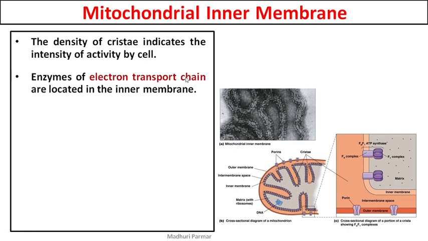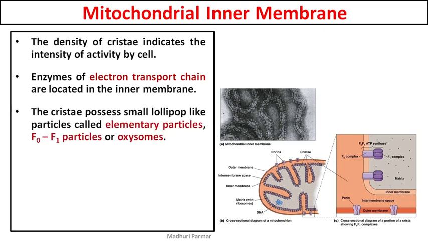Enzymes of the electron transport chain are located in the inner membrane. So if this is the inner membrane which has these infoldings, the enzymes of the electron transport chain are located on the inner membrane. The cristae, which are these, possess small lollipop-like particles called elementary particles. Okay, this is the electron micrograph. You must be able to see these small dots, right? They have a small stalk also, right? So this is the diagrammatic structure of the same, and then the zoomed in version.